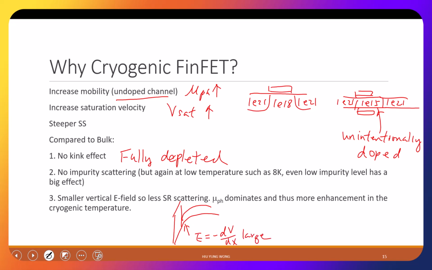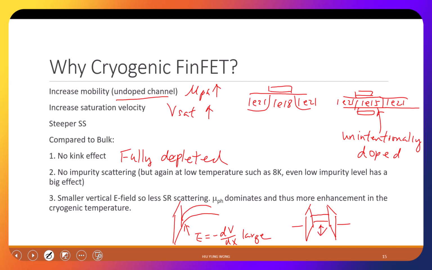The gradient of the potential is large. In FinFET, because it is so thin, your gates actually act from two directions, right? You might just pull them up and down. You don't have much bending, right? You just pull it up and down through the Fermi level, right?